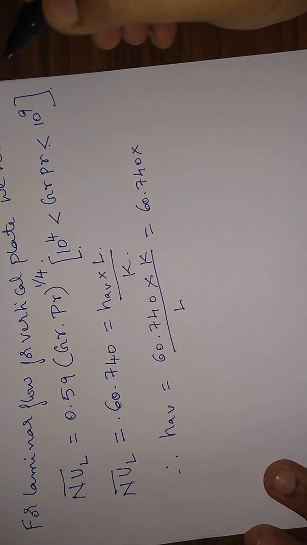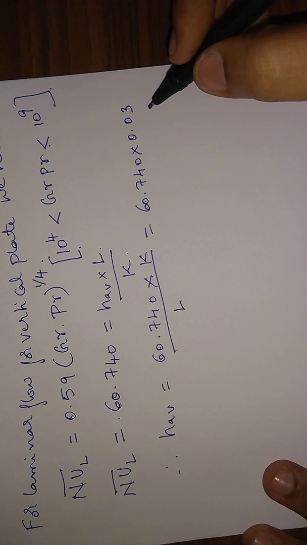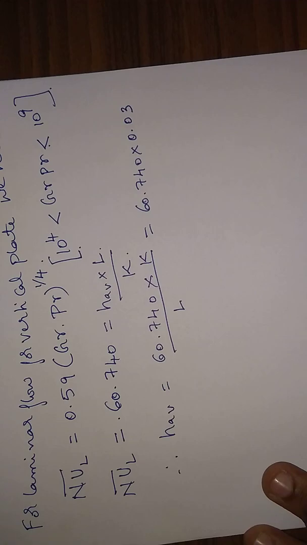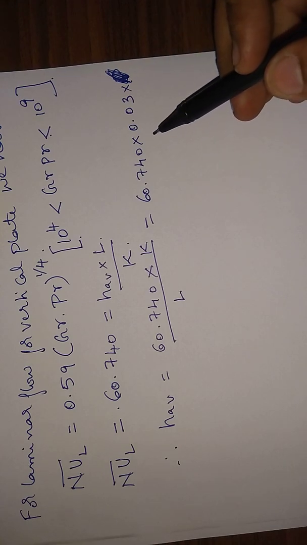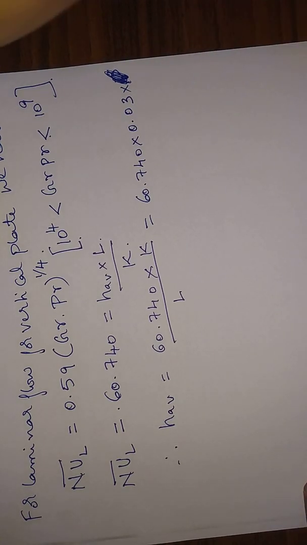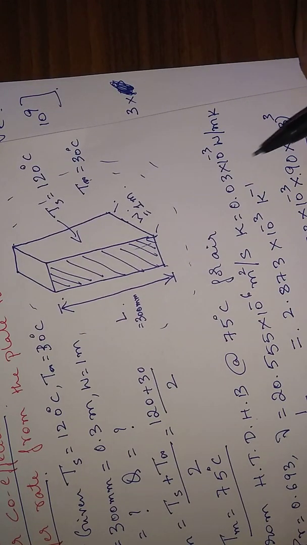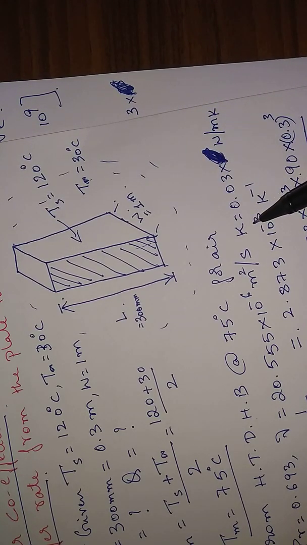60.740 into, so what is the value of thermal conductivity? Okay, please make a correction here. The thermal conductivity value is just k equal to 0.03 watt per meter Kelvin. The 10 to the power of minus 3 is not there. Please cancel that.